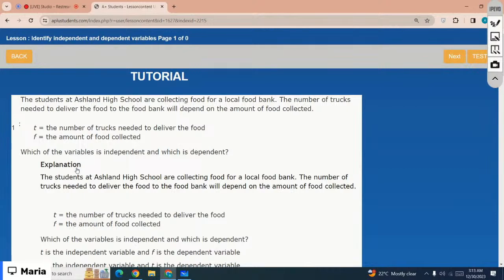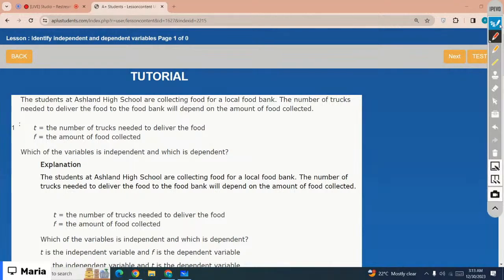The example is: the students at Ashland High School are collecting food for a local food bank. The number of trucks needed to deliver the food to the food bank will depend on the amount of food collected. So, if you read the question carefully, you can get from the question which one is dependent and which one is independent. Just read this line again and listen to me carefully.